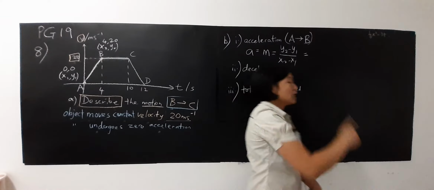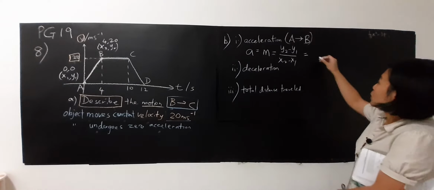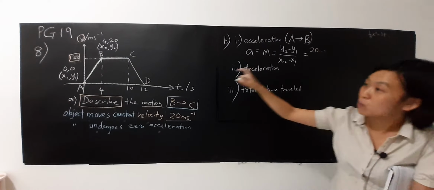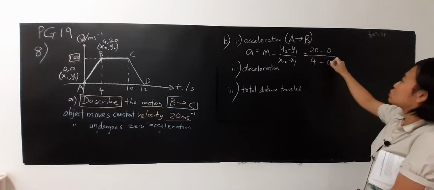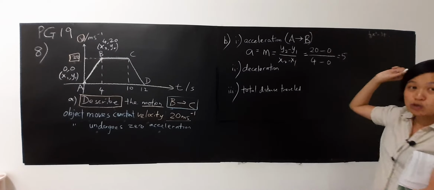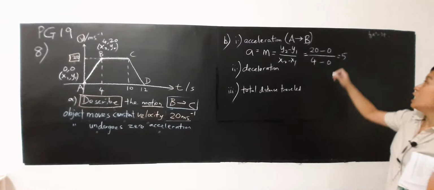Lepas tulis formula, second one do the substitution. What is your y2? 20 minus y1 is actually 0. Bahagi dengan apa? 4 minus 0. So I have 5 here. And don't forget the unit. Okay. If you have no idea about the unit, what can you do?